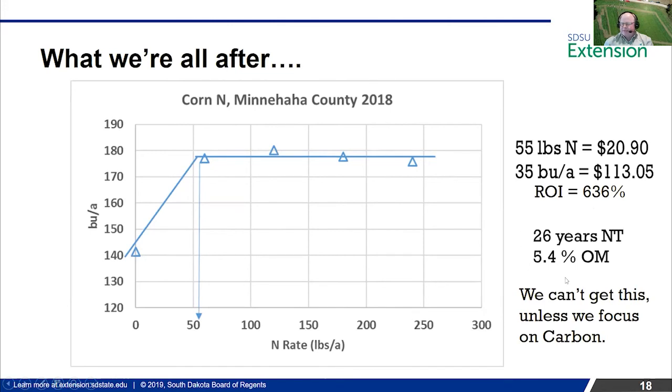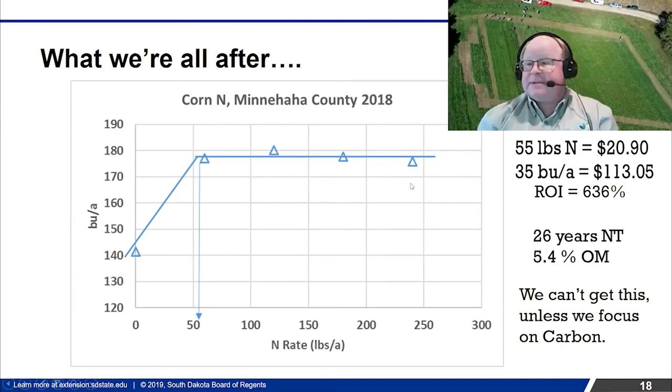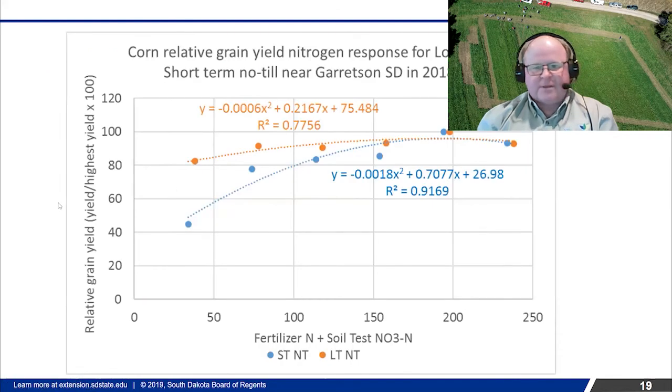Here's the cost: 26 years of no-till, 5.4% organic matter. Huge, huge. We can't get to this point unless we focus on carbon. I heard Dr. Lal speak yesterday, and happy to say, same message, same exact message. So we can't get there unless we focus on carbon.